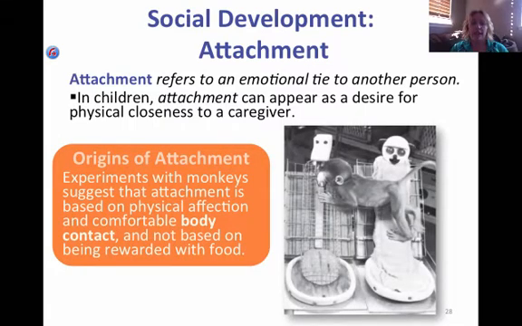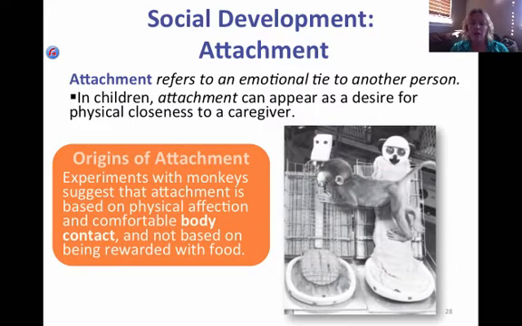So the origins of attachment actually started with a research study done by a guy named Harry Harlow with monkeys. And what the experiment suggested is that attachment is based off of physical affection and comfortable body contact, not on being rewarded with food, which counteracted all of our previous explanations of attachment. And we'll watch the video of this in class, and you guys can see this in action. But basically, what Harlow's experiment said was that food was not the primary attachment device. It was actually physical comfort and body contact.